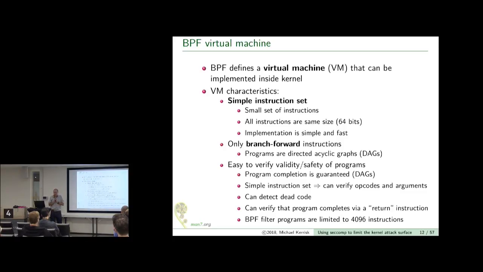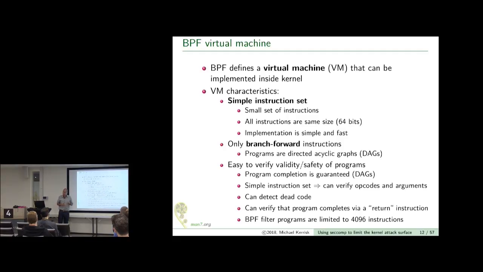What this means is the kernel can do a lot of checks to make sure that programs are valid and safe. The kernel knows every program is going to complete because it's a directed acyclic graph. It only goes forward. The instruction set is simple, so the kernel can easily and quickly verify the operation codes and their arguments. The kernel can even do things like detecting dead code, where there's some block of code in the BPF program where there's a jump over that code, but no jump into the code. If you try to load a BPF program like that, the kernel rejects it and says this is invalid.